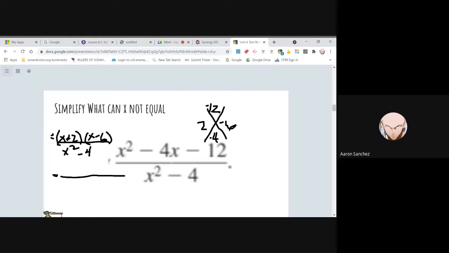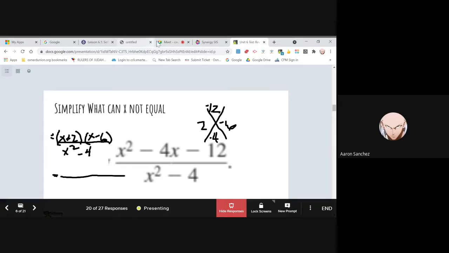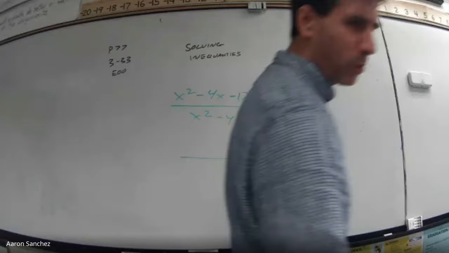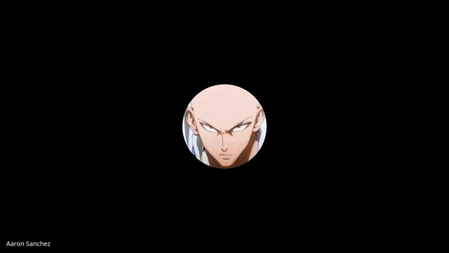Let's see, x squared minus 4. All right, so let's factor these out. Can you see this? Naveed, can you see my board? Yeah. Okay, cool. So we have here, you want to factor these out. That's the only way you can reduce it. What times what equals negative 12 and adds to negative 4? That would be negative 6 and positive 2. So this would be x minus 6 times x plus 2.